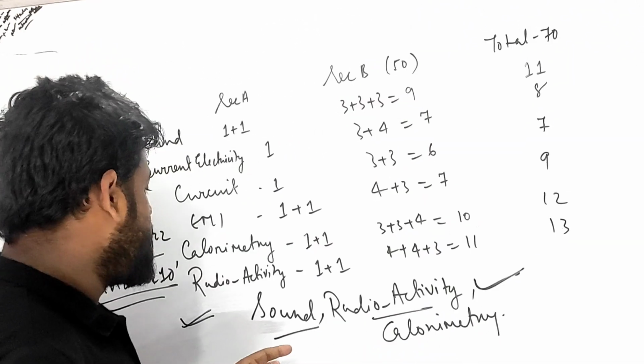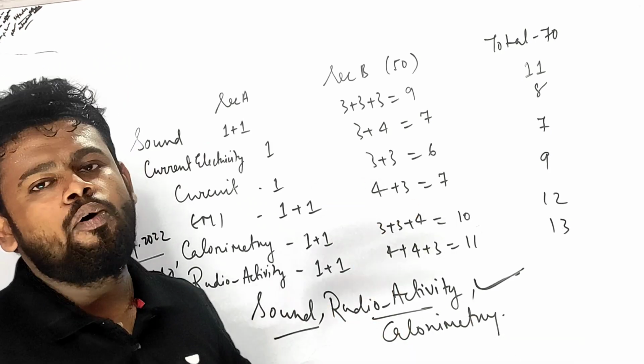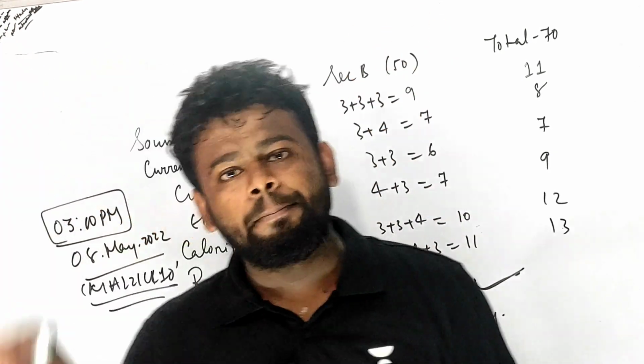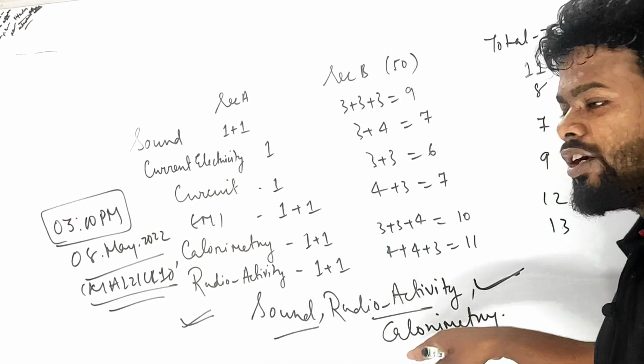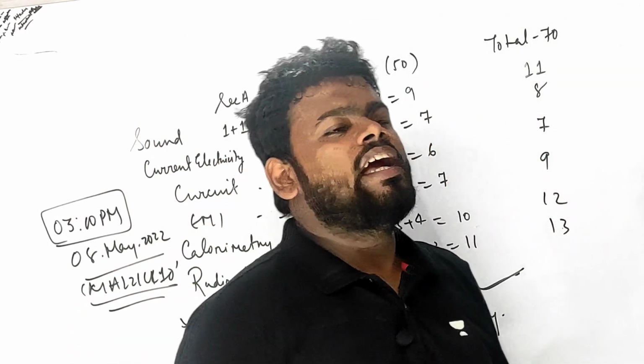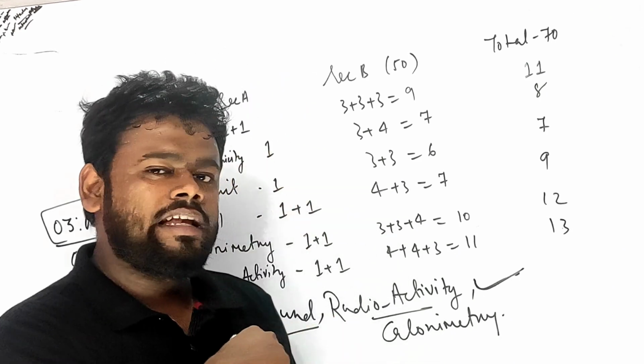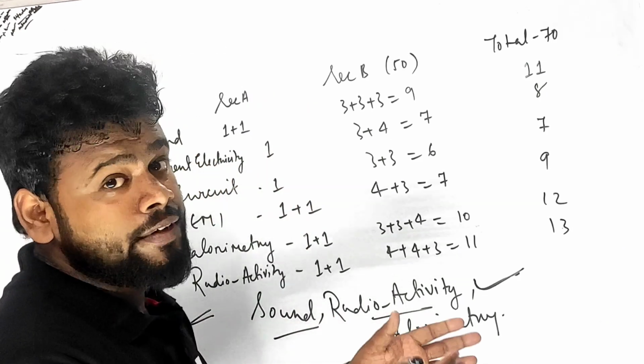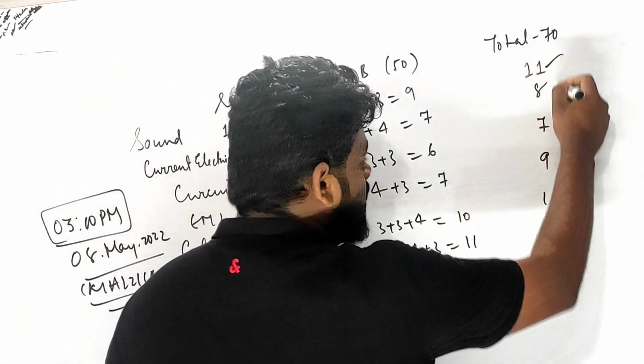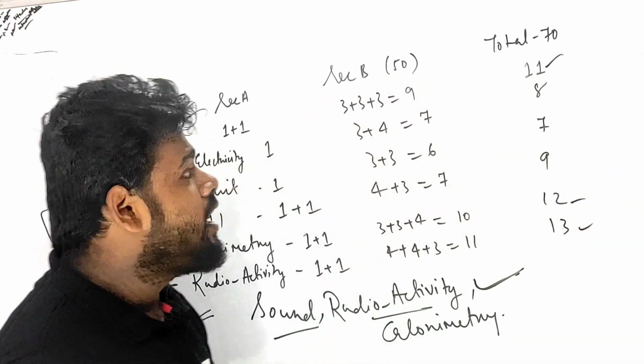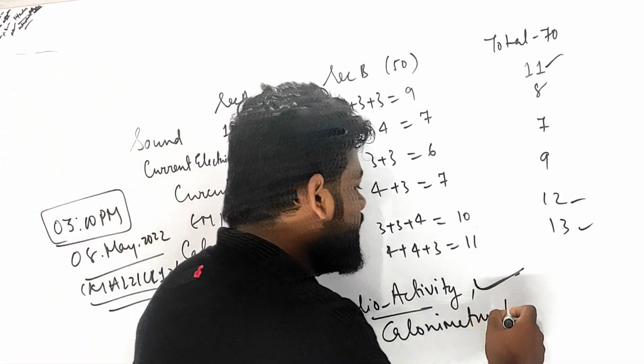Somehow it is coming 12 marks. After this, I would like to keep the top 3 chapters. If you can complete the top 3 chapters, sound, radioactivity, calorimetry, definitely I can say 25 marks is pakka inside your pocket. Clear, children? For even more proof, you can see 11, 13, and somehow it is 12 marks. Clear? After that, I would like to keep the top in EMI.